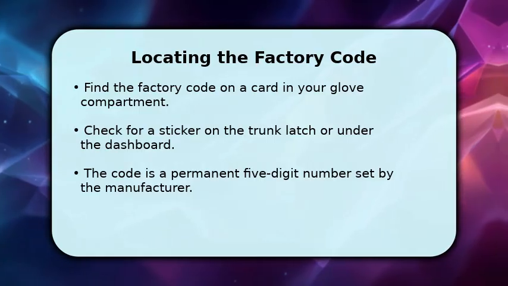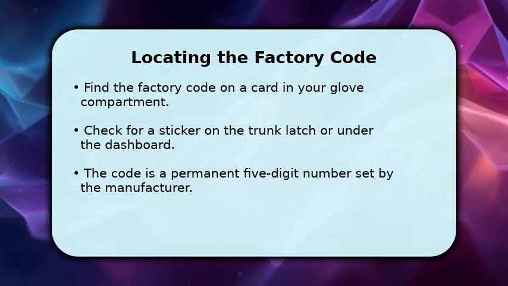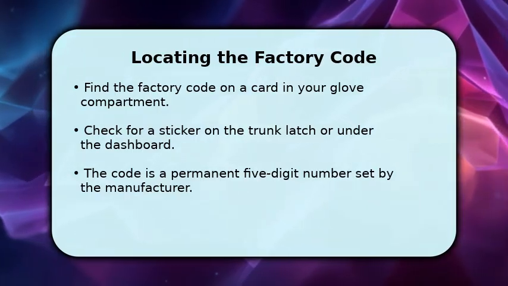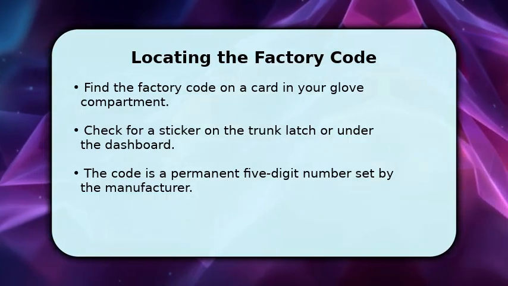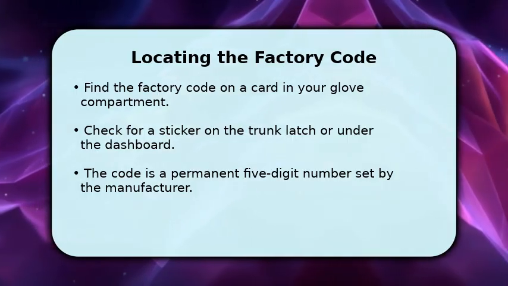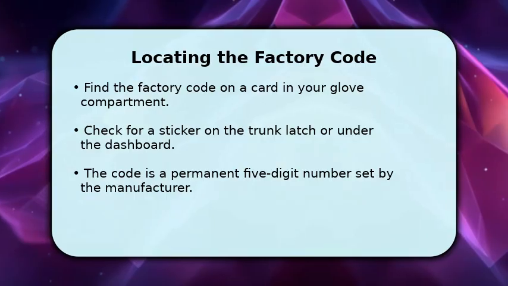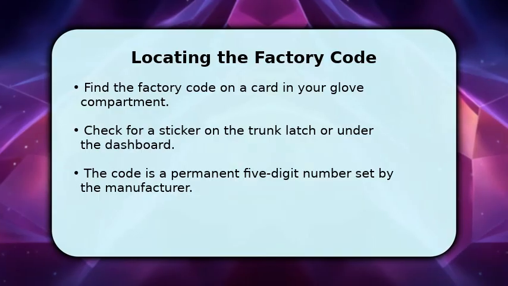Finding your Ford Escape's factory door code is usually straightforward. Often, it's printed on a small card included in your owner's manual packet, typically found in the glove compartment. If not there, look for a sticker on the trunk latch, or sometimes even under the dashboard near the fuse box. This 5-digit code is permanent and cannot be changed, but it's crucial for setting your own personal code.